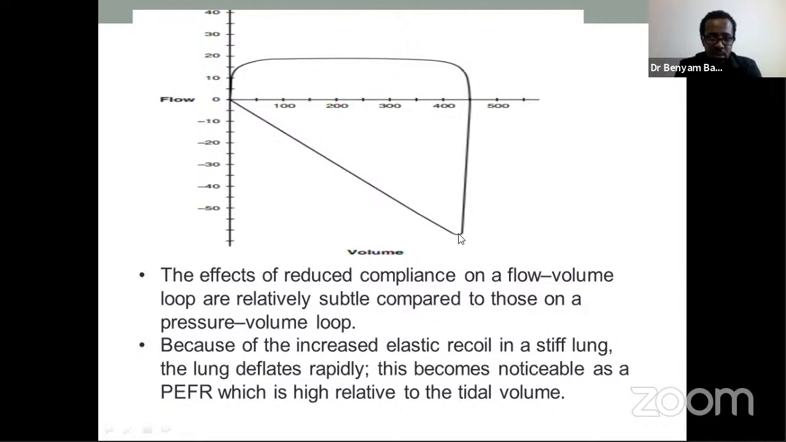Also, there will not be a sharp end, but rather scooping on the expiratory part, at the peak end expiratory flow. They will be scooping rather than being sharp.